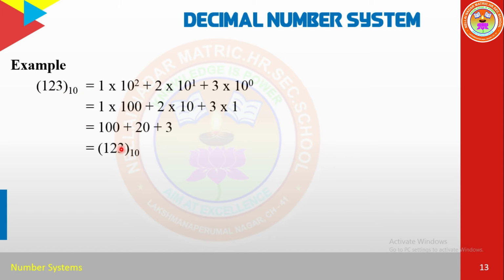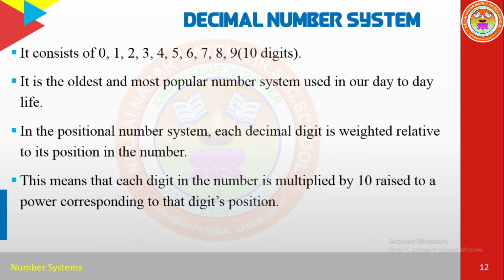Now you have to understand well, I hope, right? So this is a sample of the decimal number system. Once again I repeat the theory part. It consists of digits 0 to 9, totally 10 digits. Point number 2, it is the oldest and most popular number system used in our day-to-day life. Number 3, in the positional number system, each decimal digit is weighted relative to its position in the number. This thing only I showed in the previous slide: 10 power 0, 10 power 1, 10 power 2. So that is the positional number system.